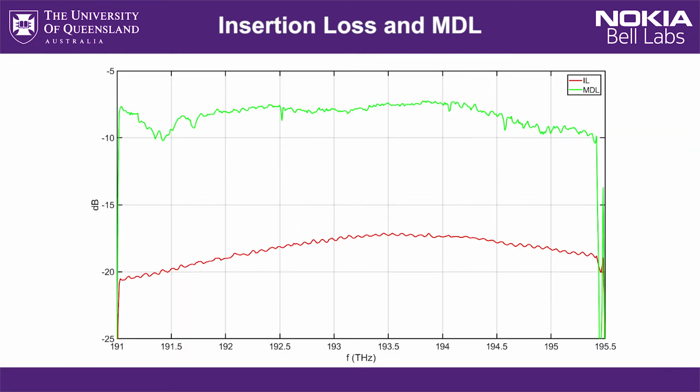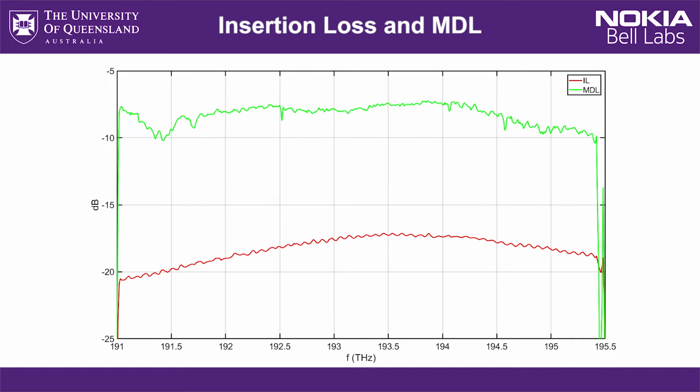First up, here's the insertion loss and mode-dependent loss of the device. The insertion loss is the average singular value of the transfer matrix, and the mode-dependent loss is the ratio between the maximum and minimum singular values. So mode-dependent loss is also known as the condition number of the matrix, and it describes how invertible it is.